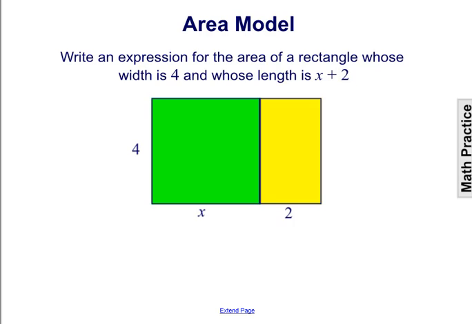Let's look at an area model where we have to write an expression for the area of a rectangle whose width is 4 and whose length is x plus 2. So think about your prior knowledge of area and how you would find the area of specifically a rectangle and how this could relate to the distributive property.